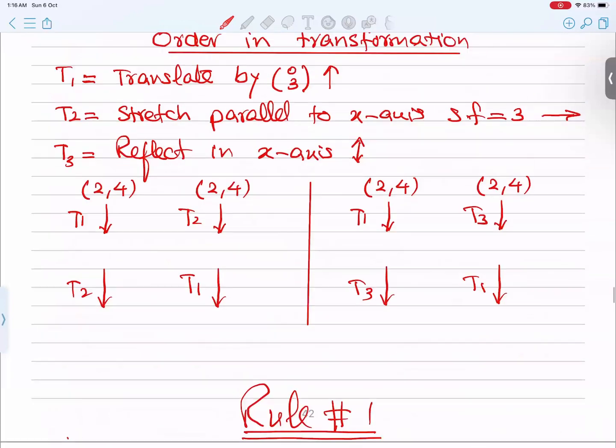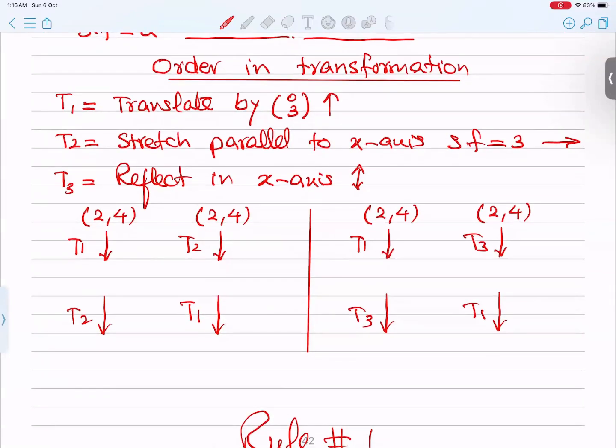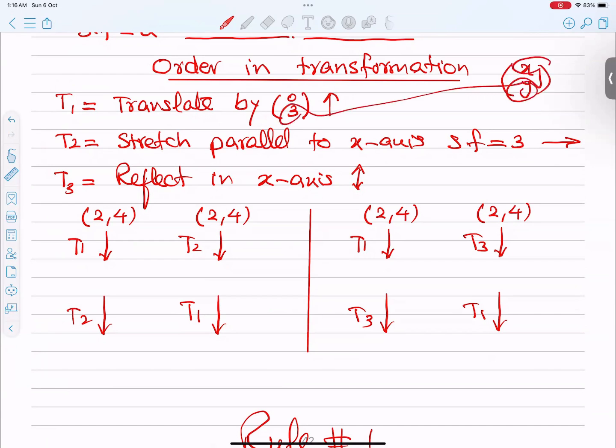Now we discuss the order of transformation. It's a very important point. So let's discuss. We have one example to understand. T1 is expressing the translation by (0, 3), and 3 is naturally along the y-axis, because the upper number represents the x-axis and the lower number represents the y-axis. So 3 units upwards.